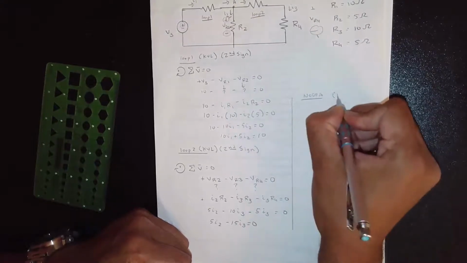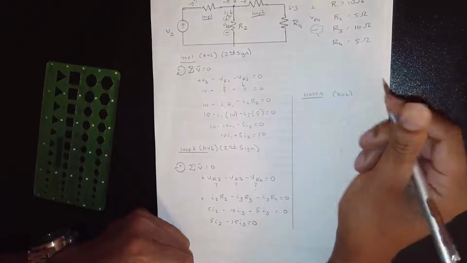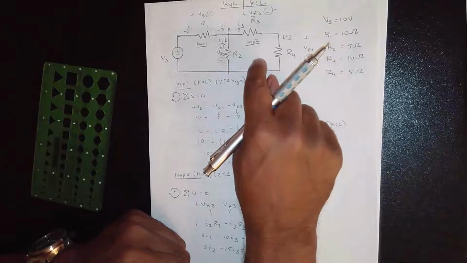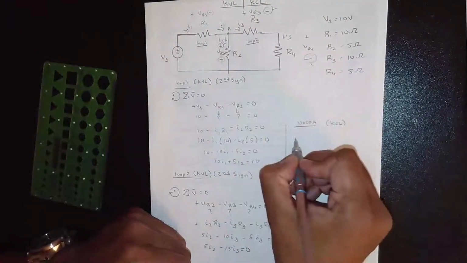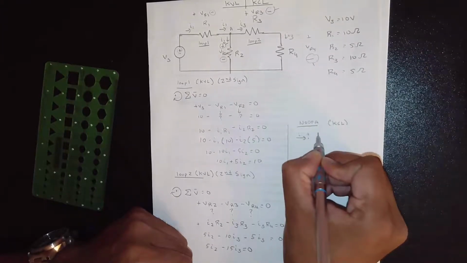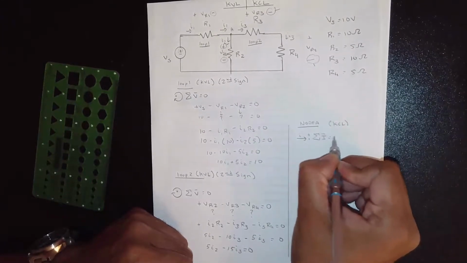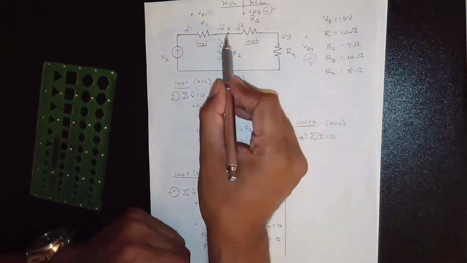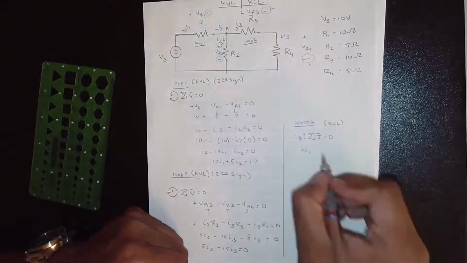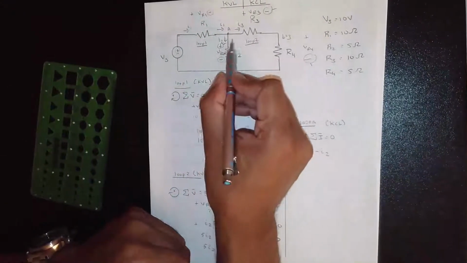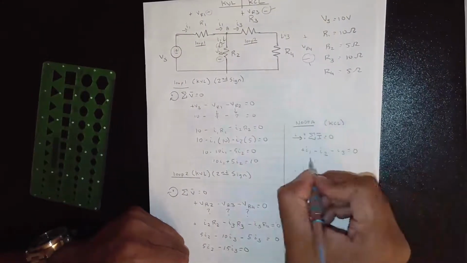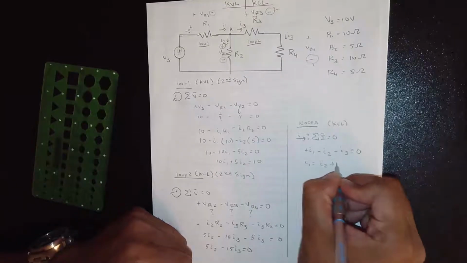Node A, KCL. Okay, so now at node A, let's write our equations. So our equation at node A, right, we'll write out KCL. Sum of the currents is equal to 0. So is I1 coming in or out of node A? It's coming in, so that's plus I1. Is I2 coming in or out? It's coming out, so it's minus I2. Is I3 going in or out? It's going out. It's minus I3 is equal to 0. So therefore I1 is equal to I2 plus I3.